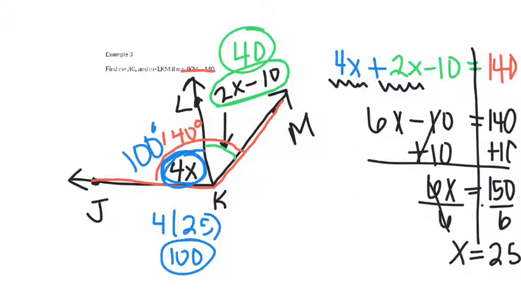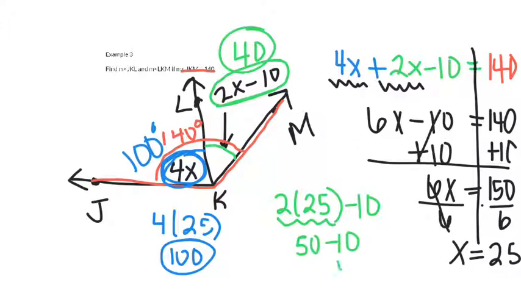Okay, so when I plug into 2x, 2 times 25 minus 10, I better get 40. So you can plug into both, or I can plug into one and then subtract it and find the other, if you realize that. 2 times 25 is 50. 50 minus 10 is 40, which is what we said it was a minute ago. And then 100 plus 40 is 140, which it's supposed to be.